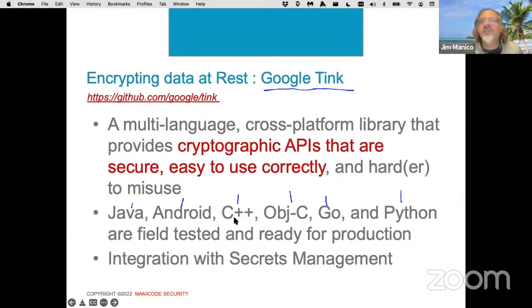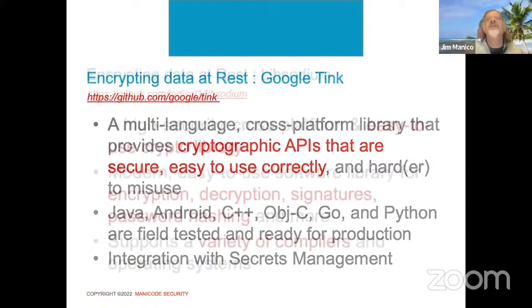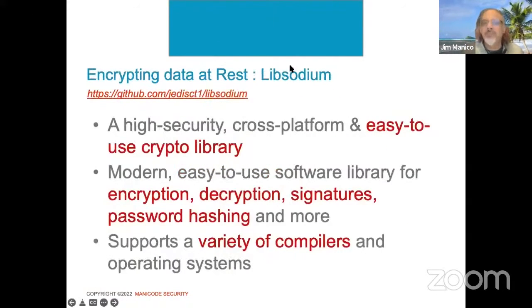So Java, Android, C++, Objective-C, Go, and Python. Yep, straight up. This is, again, some of the best crypto libraries I've seen in our entire industry, and I highly recommend you use it. If you're using a language not on this list, I'd recommend Libsodium. Libsodium is another excellent cryptographic library that makes crypto harder to do wrong.